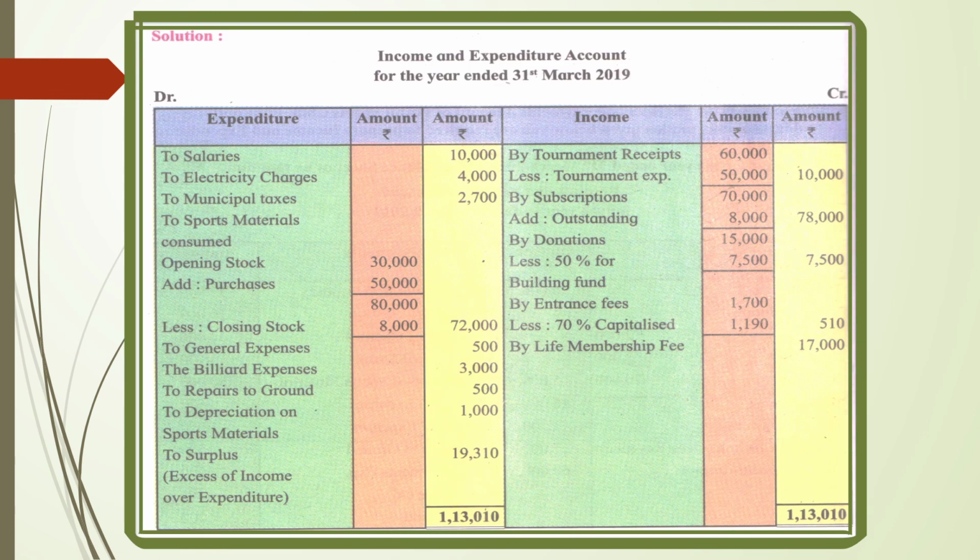And the next item you find in the example is the deficit or the surplus. For finding out deficit or surplus, you make the total of the income side. If the income side is higher, then you will get the surplus. If the expenditure side is higher, then you will get a deficit. So first see the income side, that is the total of the income side is 1,13,010 and the expenditure items are deducted from there. So you will get 19,310 as the surplus amount. Surplus means excess of income over expenditure.